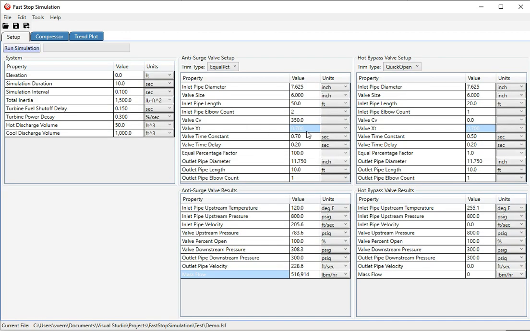Could we accomplish surge avoidance with just an ASV? Well, let's see what it would take. Maybe we'll increase that CV to 800. Now the velocities are too high, so I'll increase the pipe size. Let's say 16-inch pipe. Yeah, that looks good. And let's go 12-inch on the upstream. Yeah, that looks okay.